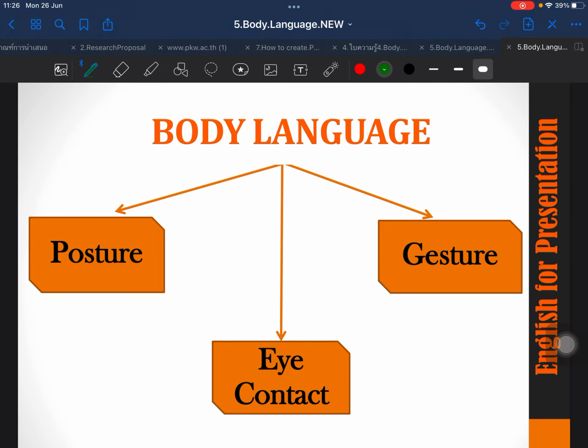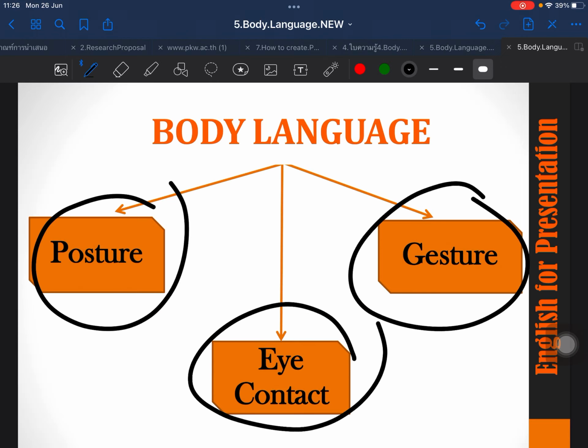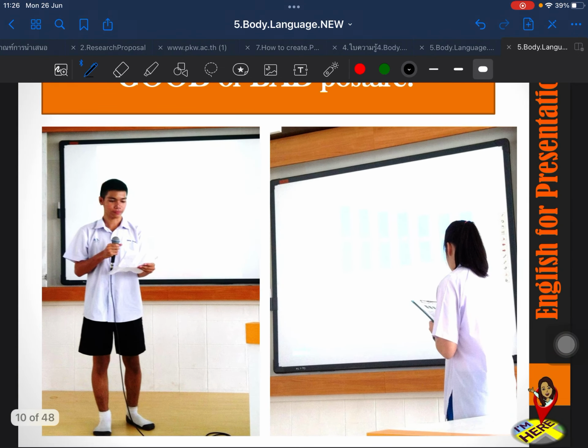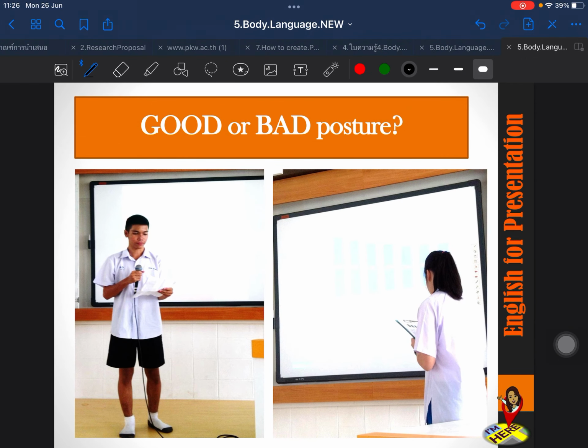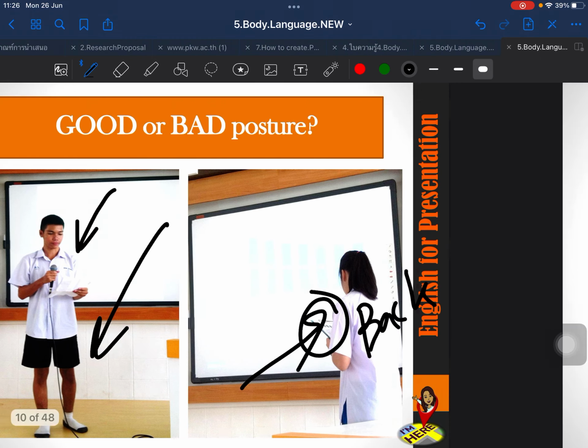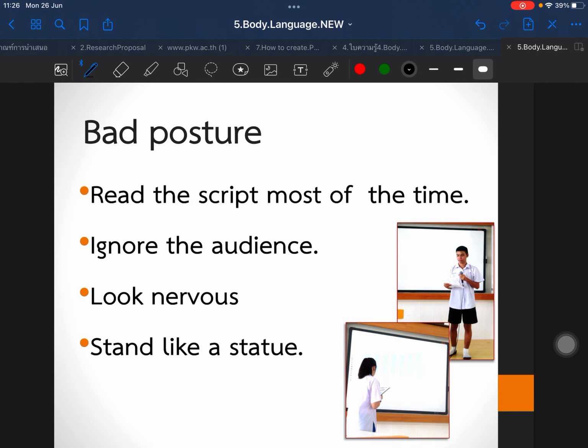Let's move on to the types of body language. As you can see, there are posture, eye contact, and also gesture. Let's start with good and bad posture. As you can see, this is not a good posture. Number 1, the way he stands, and number 2, the way he's giving the presentation. He's reading the script, right? And also, this is just an example that she's turning her back to the audience, right? She also reads the script too.